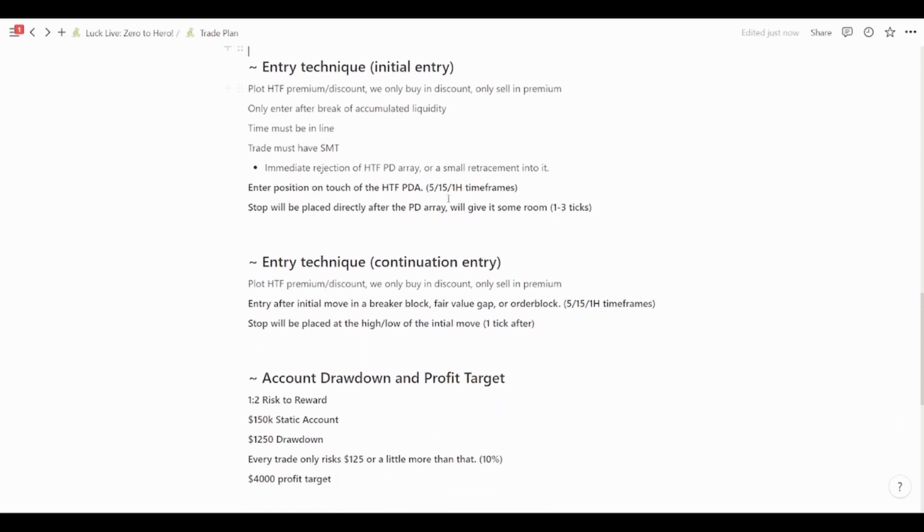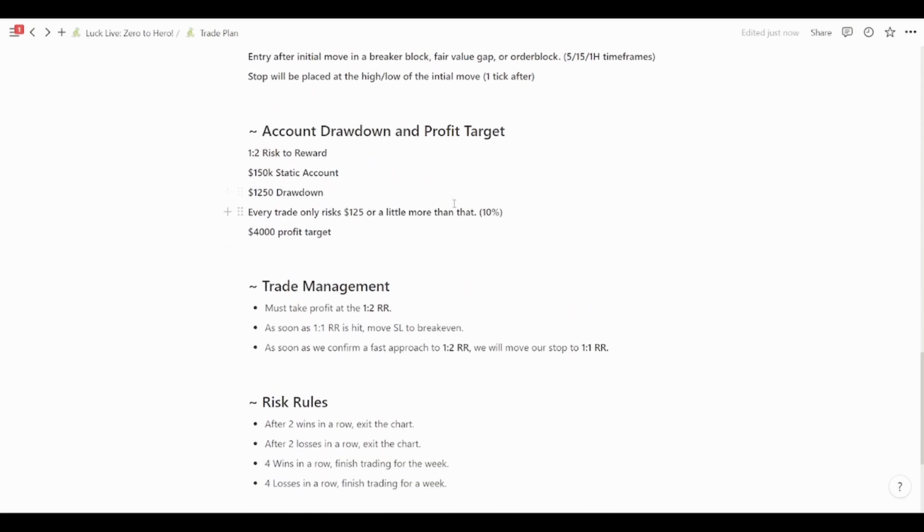Entry technique, we're going to buy in the higher time frame PD array, stop just outside of it. Again, continuation entry is essentially going to be just the first breaker block, preferably. If I can't find that, I might look into a fair value gap or order block entry, but I generally don't really want to take continuation entries. I want to get the initial entry, but we'll see.